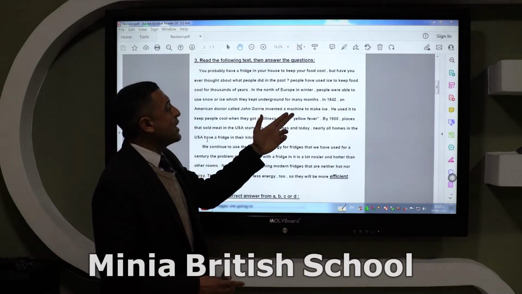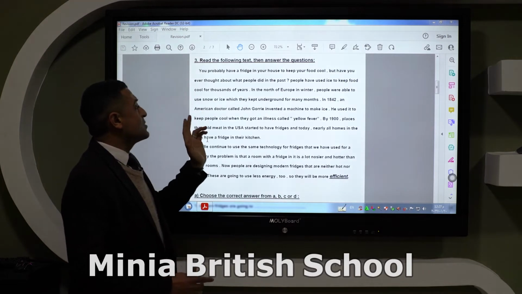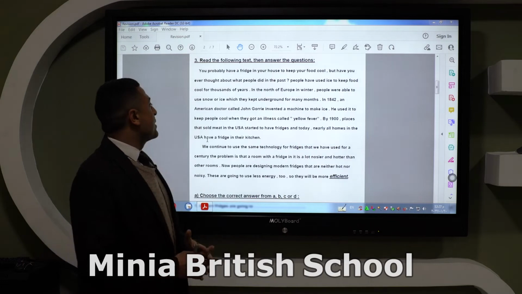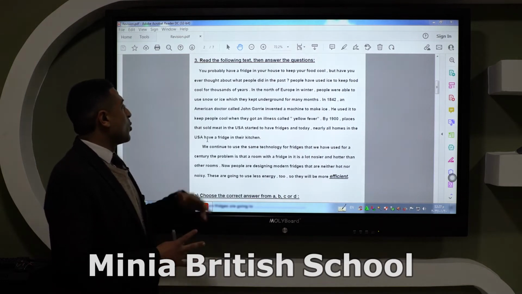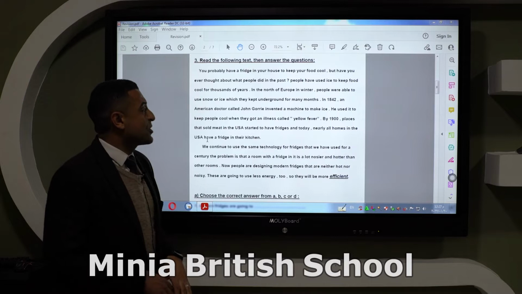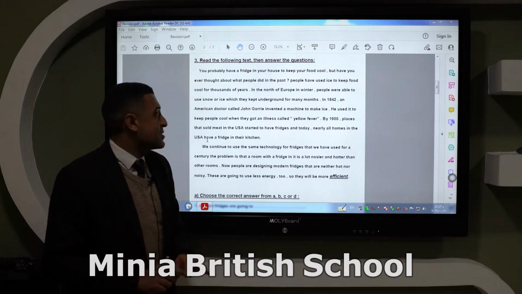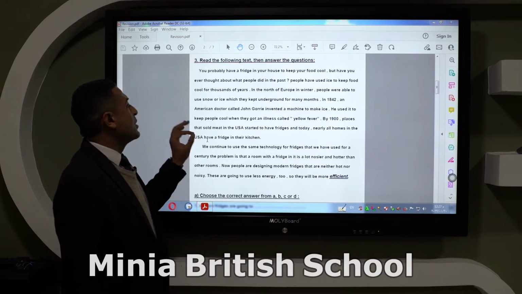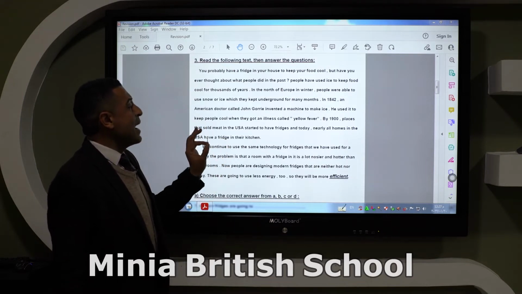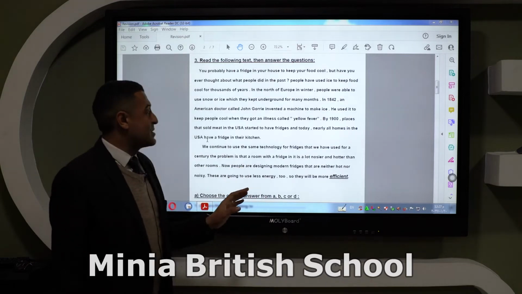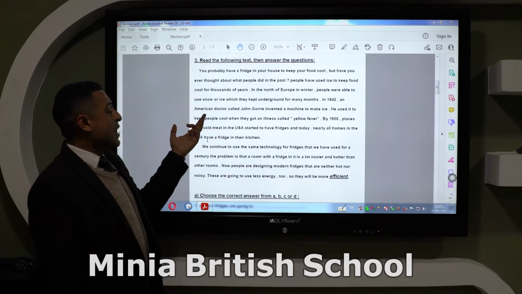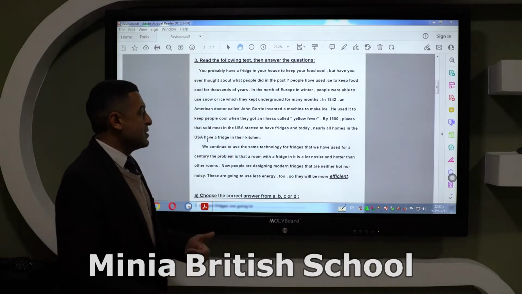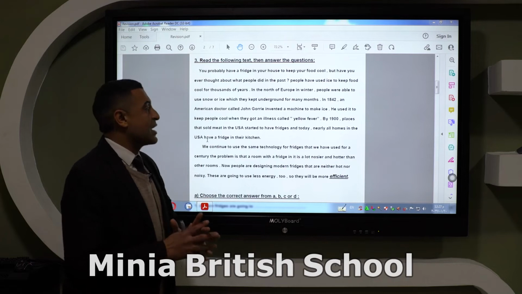People have used ice to keep food cool for thousands of years. In the north of Europe in winter, people were able to use snow or ice which they kept underground for many months. In 1842, an American doctor called John Gorey invented a machine to make ice. So here we have a doctor called John Gorey, and what did he do? He invented a machine to make ice.